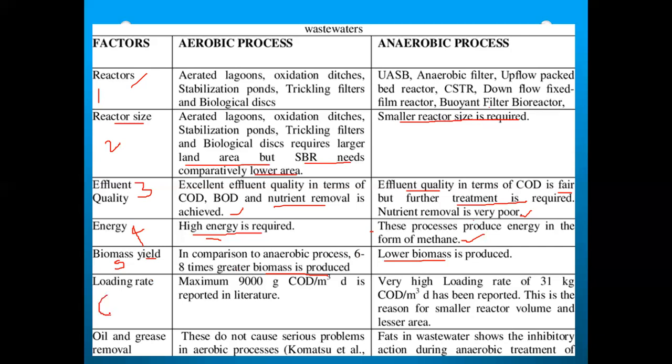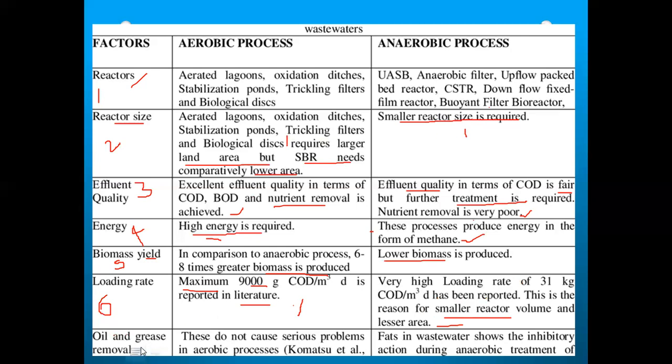Next, sixth one, loading rate. Maximum 9,000 grams COD per meter cube is reported in the literature. So the loading rate is maximum. Here a very high loading rate of 31 kg COD per meter cube is reported. This is the reason for small reactor volume and lesser area. So when compared on loading rate, here you have maximum, here you have minimum, right? That's why here the size of the reactor is small, here the size of the reactor is large.